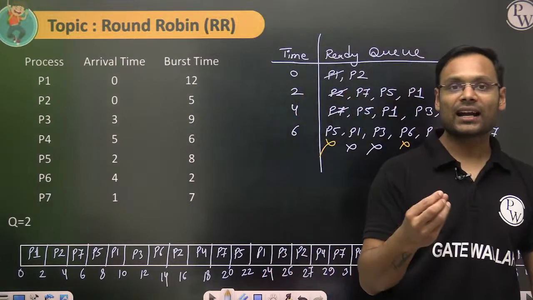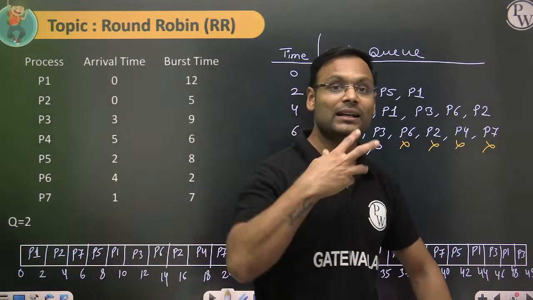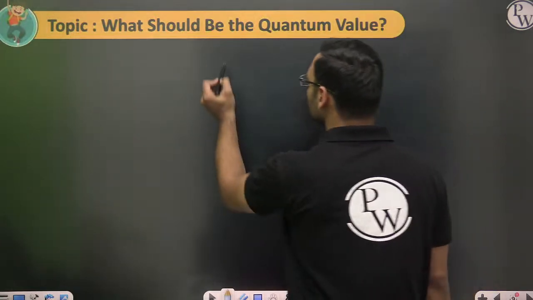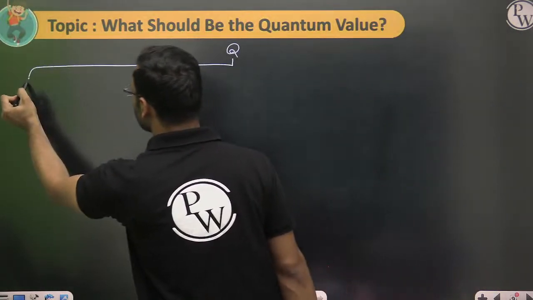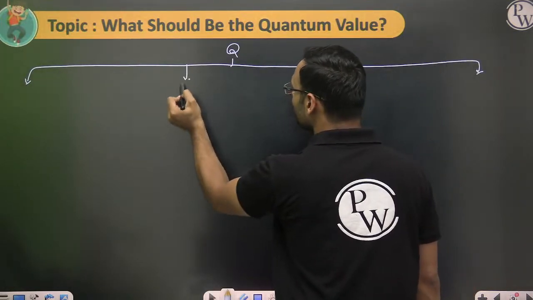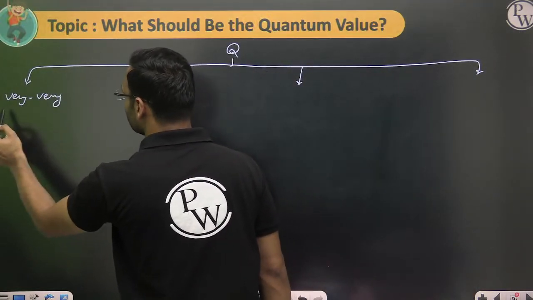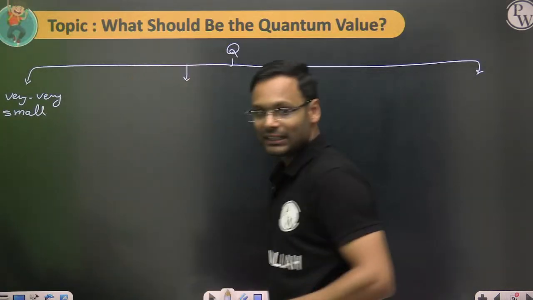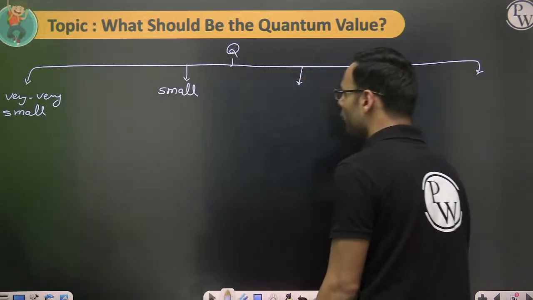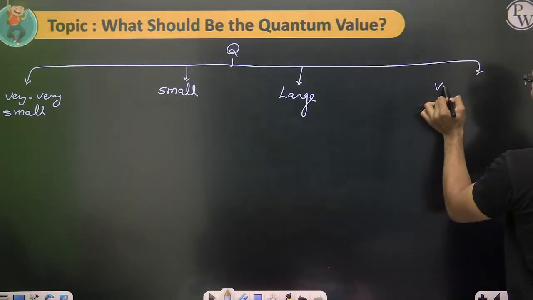So what exactly this quantum will impact on the performance of the system? Should I keep it small, or should I keep it large, or should I keep it some medium, or what? So for that, we need to have 4 different types of values and their comparison with each other. If quantum we will take as very, very small, then what happens? If quantum we will take as somewhat small, not very small, then what happens? If it is large, then what happens? If it is very, very large, then what happens?